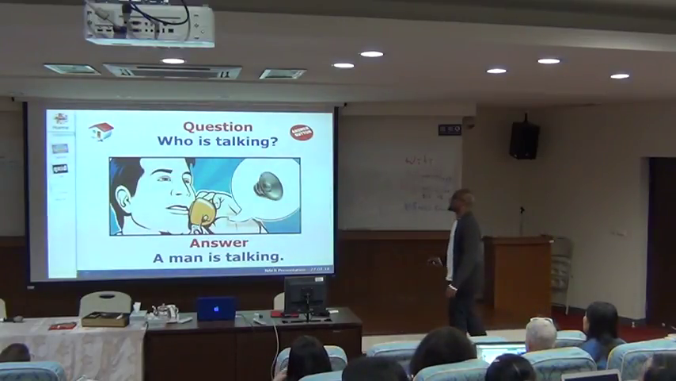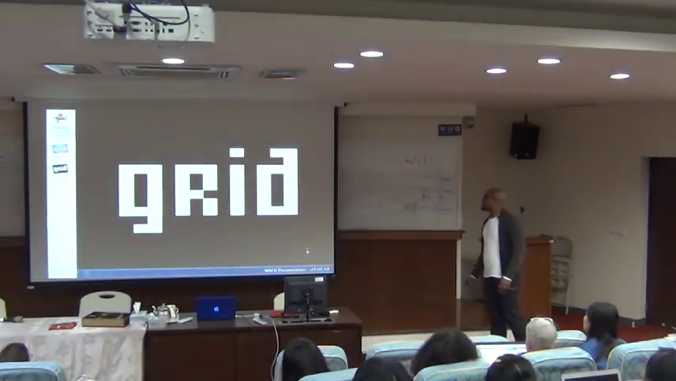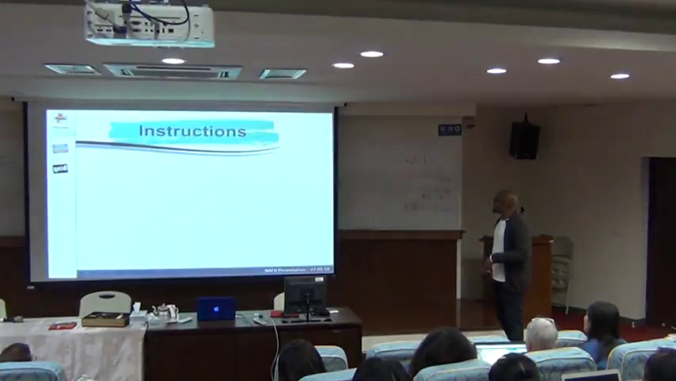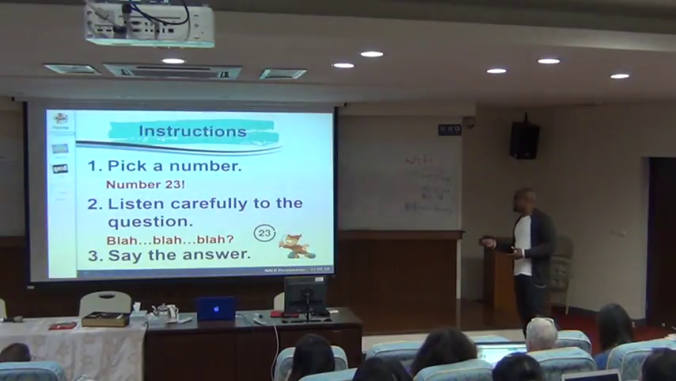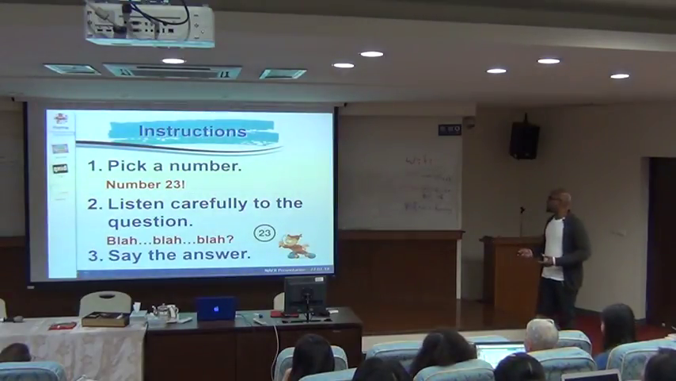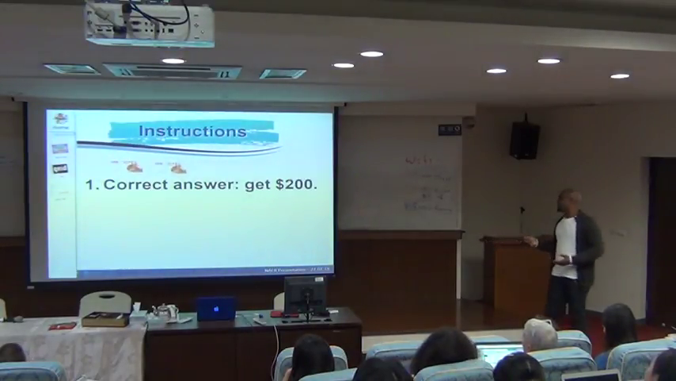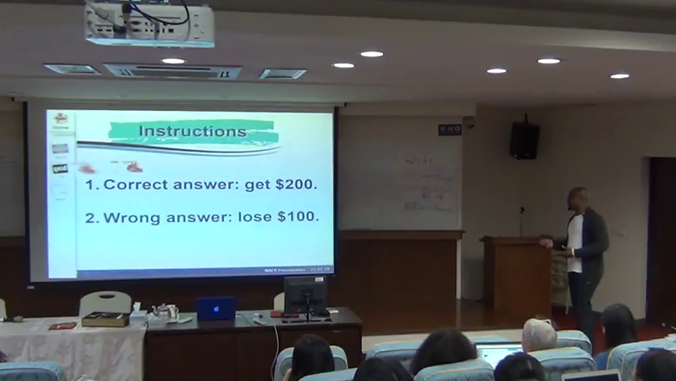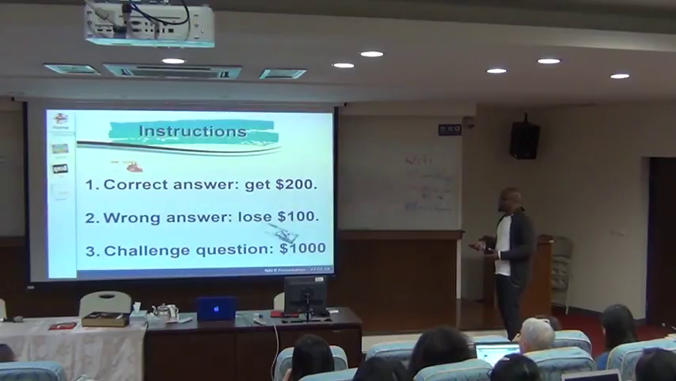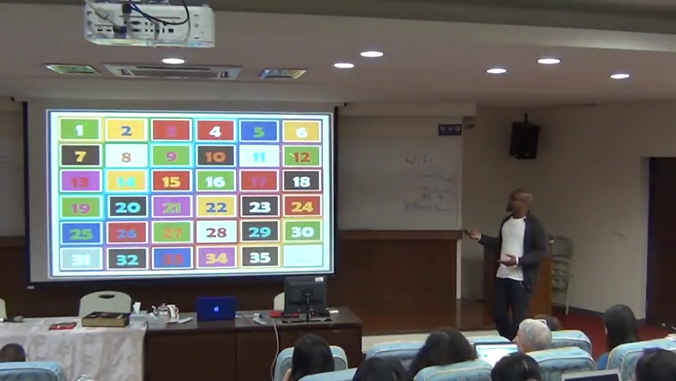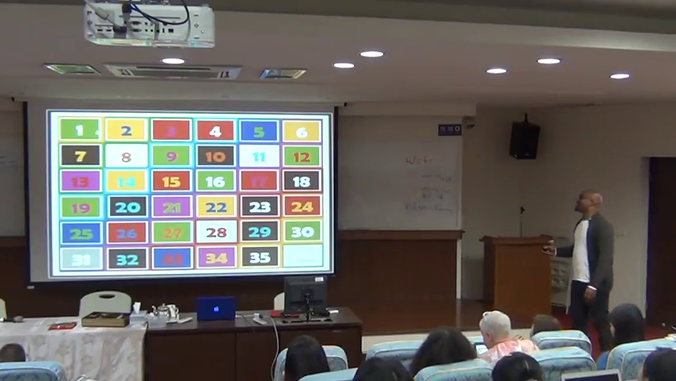Alright, so this is word chain. Let's go on to our next activity. This one is called grid. Instructions. Pick a number. Listen carefully for the question. Say the answer. The correct answer, you get 200. Wrong answer, lose 100. Challenge question, you get 100. So this is a grid. Number 1. Let's see what's behind number 1.